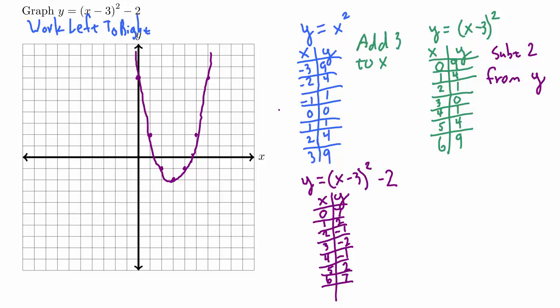One thing you should realize is that this 3 and this 2 both translated this function. It started out right here, at least it looks something like this originally. So it went 3 to the right and 2 down. I know it went 3 to the right because it was the opposite here and it was a translation. So I added 3 to the x, which is going to the right 3, and I subtracted 2 from the y, which means going down 2. So from here I went right 3, down 2.